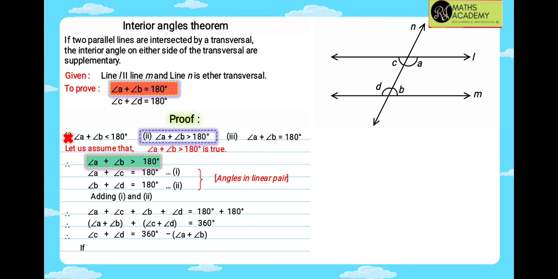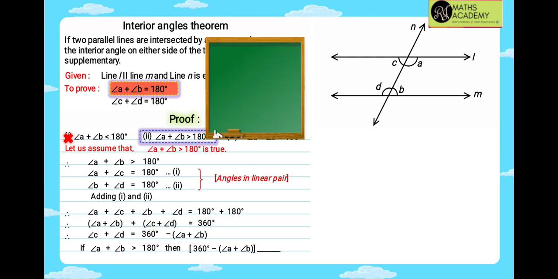Let's understand how we'll get the value. If angle A plus B is greater than 180 degree, then only we can prove this statement is true, right? We want this statement, right? So let's understand what will be the value of 360 minus (angle A plus angle B). See this rough work. What we want here is that angle A plus B should be greater than 180 degree.